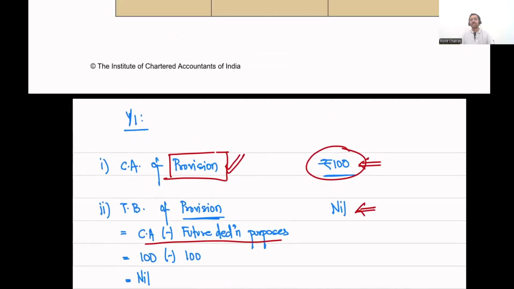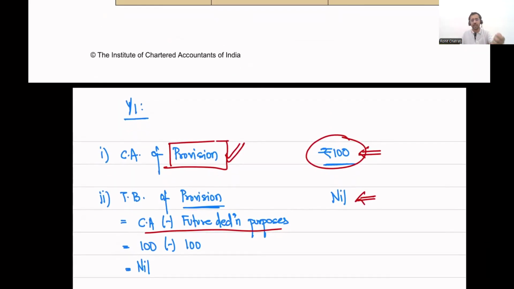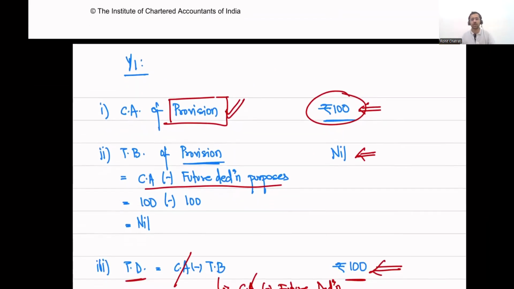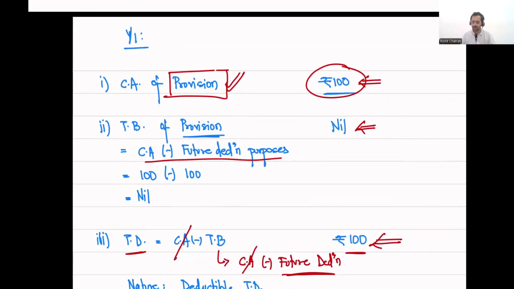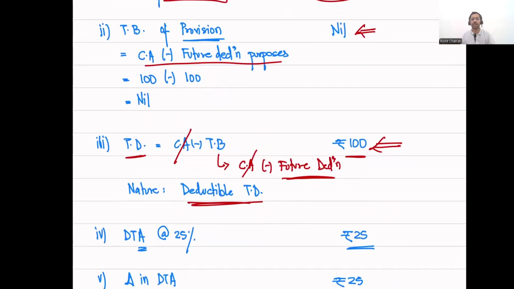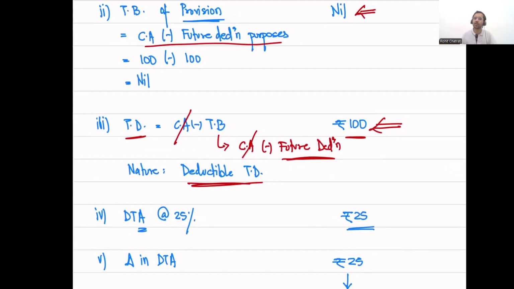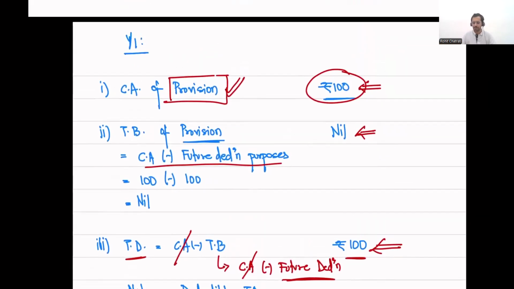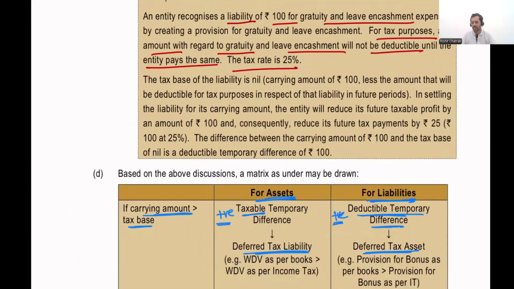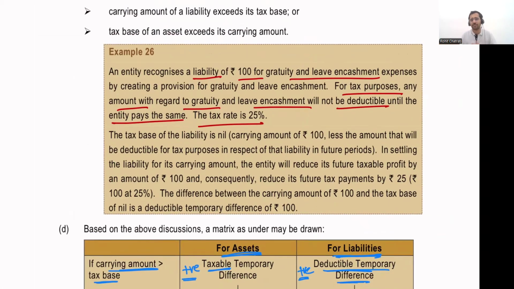In year two, if this is going to be paid off, then the carrying amount will become zero, because once it is paid, my liability will become equal to zero. The tax base would also be equal to zero, and therefore the DTA that we recognized in year one will be reversed in year two once the 100 rupees payment is actually made.